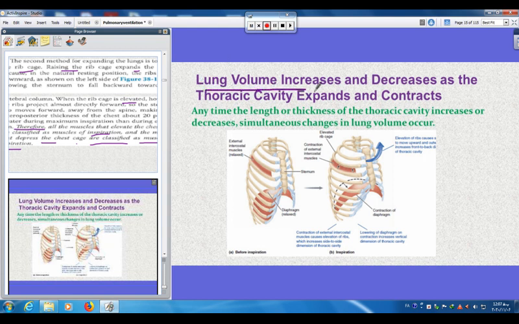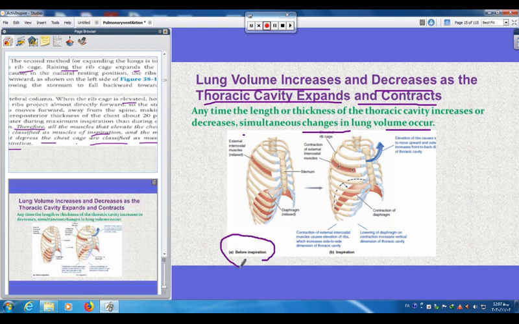In this figure, lung volume increases and decreases as the thoracic cavity expands and contracts. At any time the length or thickness of the thoracic cavity increases or decreases, simultaneous changes in lung volume occur. You can see before inspiration, the diaphragm is relaxed, and the external intercostal muscle as well is relaxed, and the sternum is near the vertebra, and this shows the inspiration.